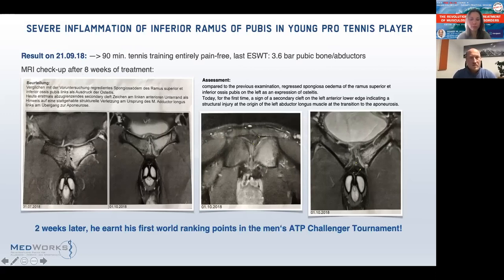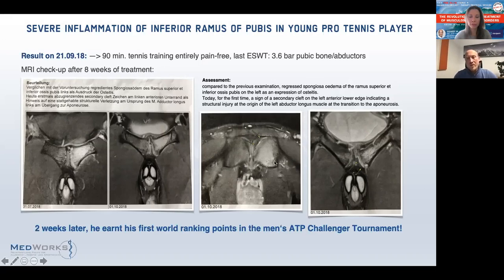You see on the left side the very, very severe bone marrow edema. On the right side here, it is getting better and better. Here you see the secondary cleft sign in the new MRI, which is in this case very, very good because the inflammation went away so well that we can see the secondary cleft.